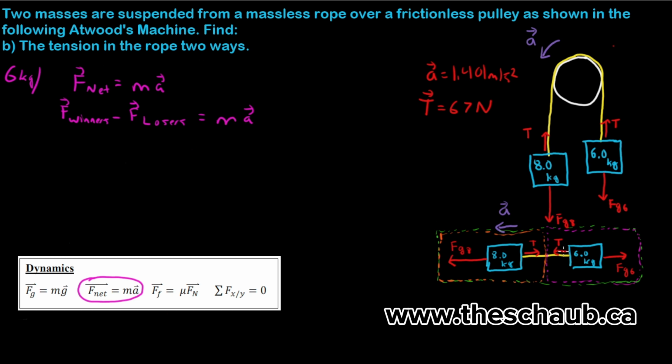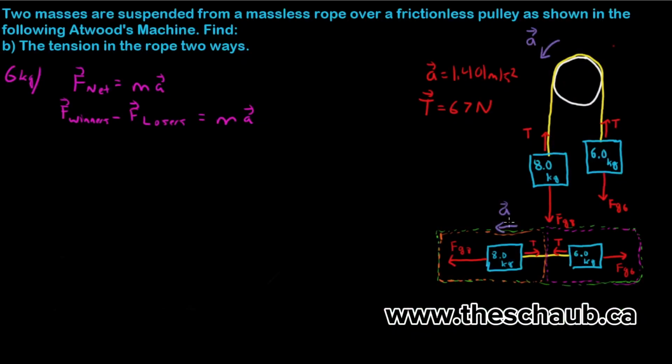Again, where our winners will be our forces that are in the same direction as the acceleration. In the same direction as our acceleration in the 6 kilogram system, we have the tension. So our winner is the force of tension, and we subtract from this our loser, our FG6, which is in the opposite direction of the acceleration, FG6. And this is equal to our mass of our 6 kilogram block, because we're now analyzing the 6 kilogram system, multiplied by the acceleration of the system that we found in part A.